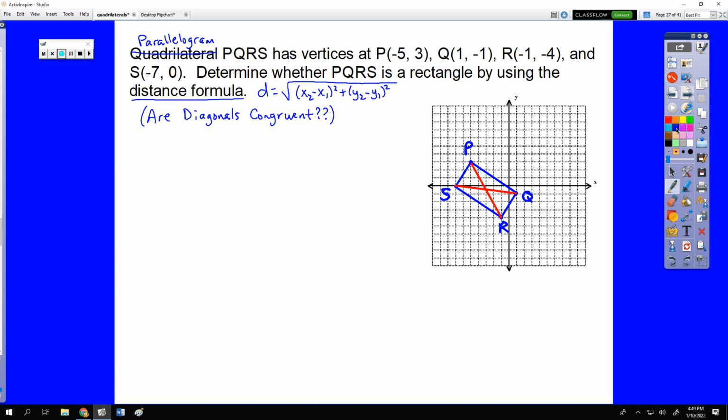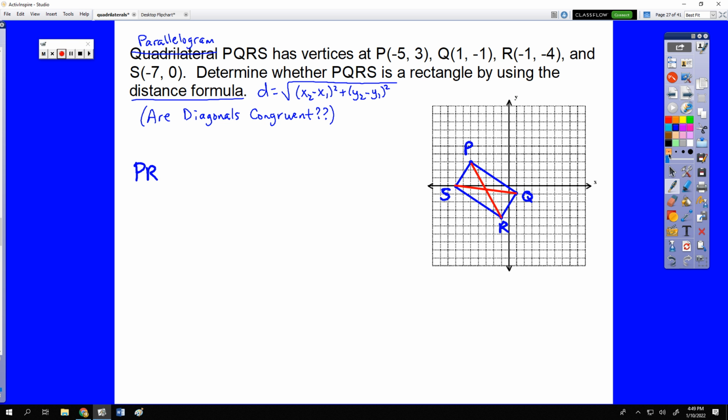Now again, I've changed the directions to state parallelogram PQRS, and the reason I can do that is if you quickly check the slopes, you'll find that PS and QR both have a slope of 3/2, meaning they are parallel, and PQ and SR each have a slope of -2/3, which shows that they are parallel. So we're checking to see whether or not the diagonals are congruent. So we're going to start by finding PR.